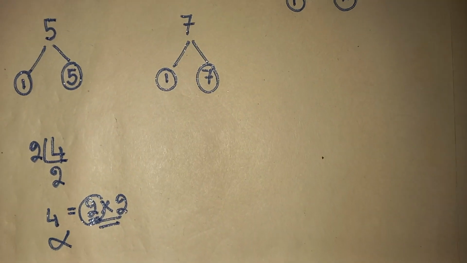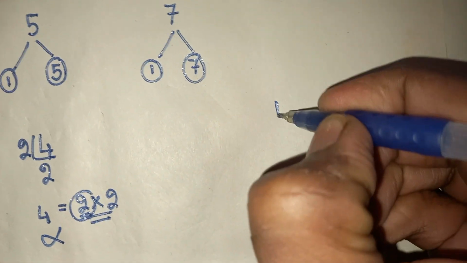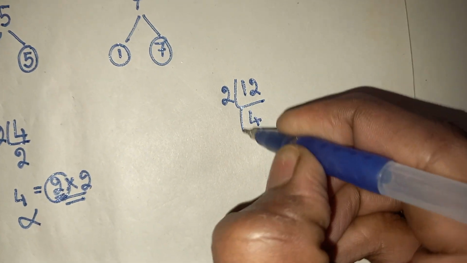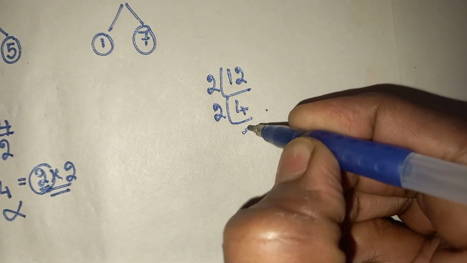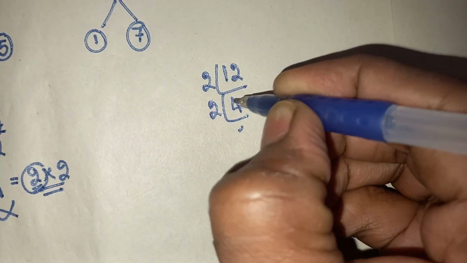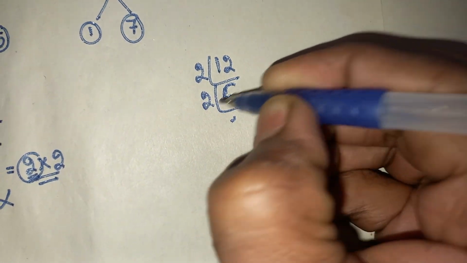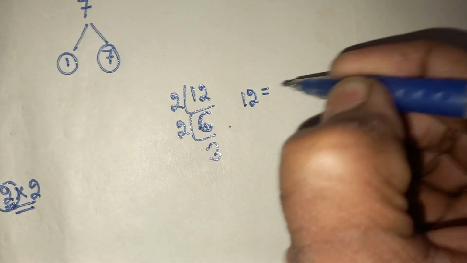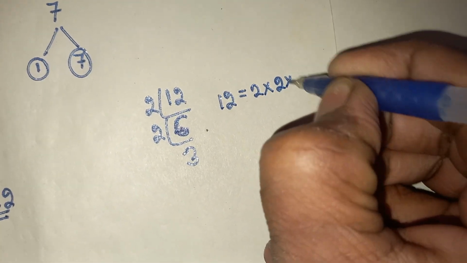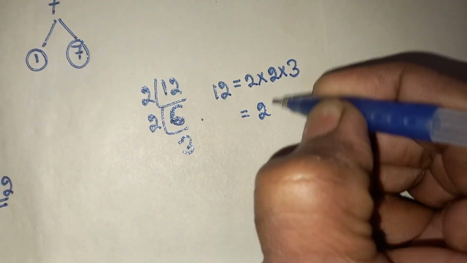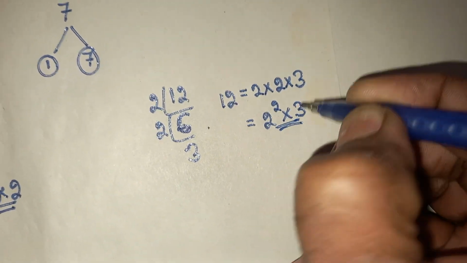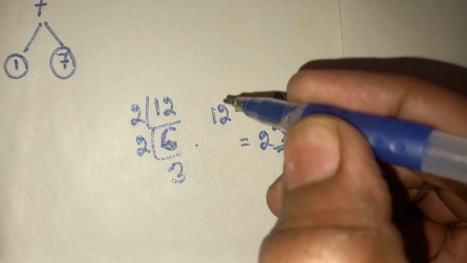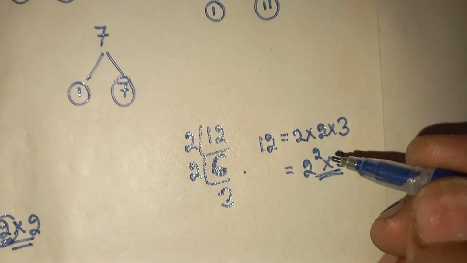Let's take another number, which is 12. Even 12 you can start dividing like this. 2 times 4 is 12, and 4 can be divided as 2 times 2, or 2 times 6 is 12 and 6 can again be divided as 2 times 3. Here you're going to get 12 as 2 times 2 times 3. It can be written as 2 squared times 3. Here there are two prime numbers, 2 and 3, which can divide 12. So 12 is not a prime number.